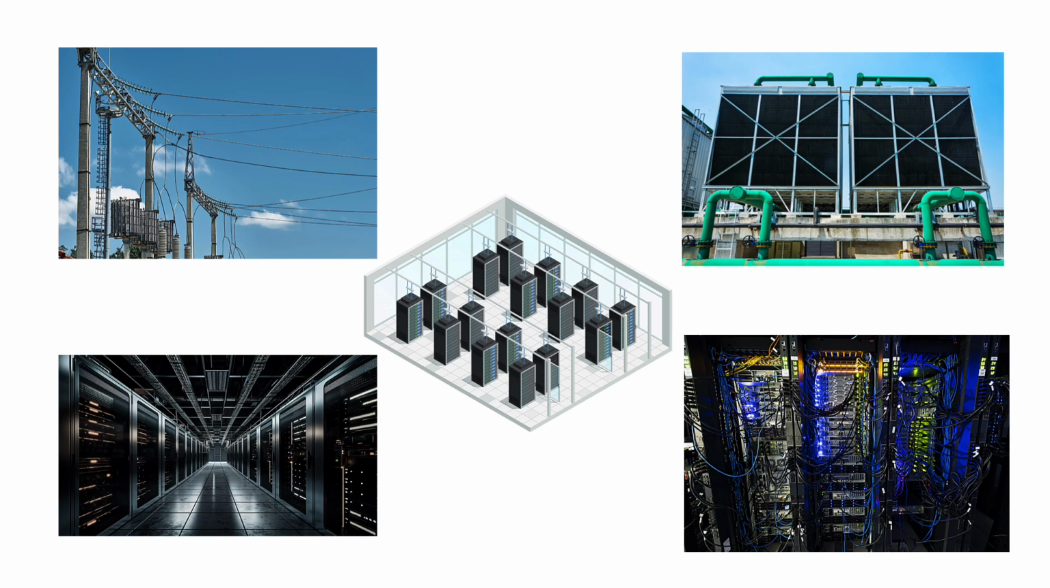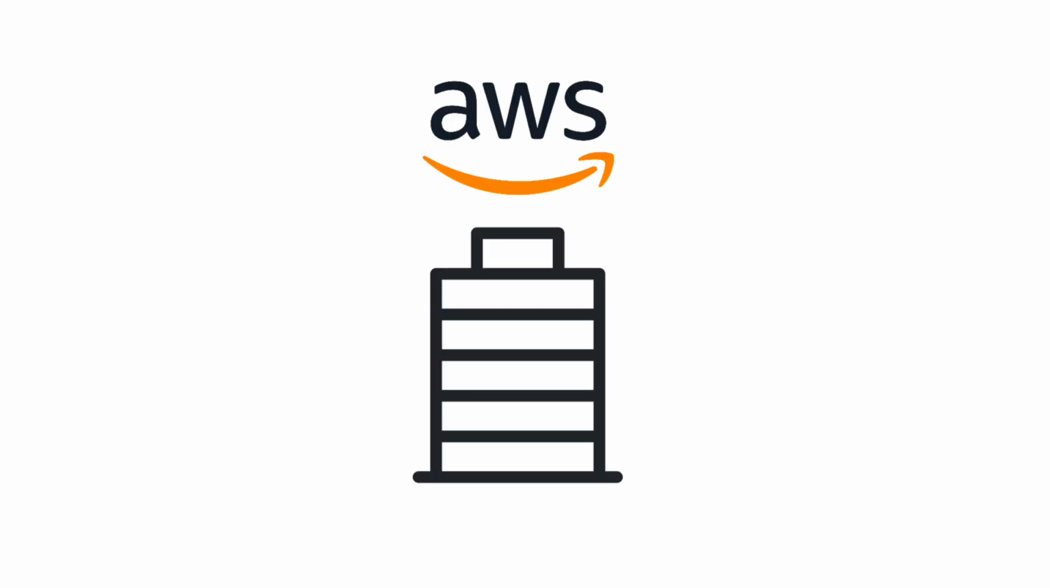These are large buildings that contain lots of computer equipment. They need things like electric power, cooling systems, and high-speed internet connections to operate. They also need to be physically secured and make sure only authorized people are allowed in. You can see how building such a data center would take a long time and be very expensive. This is why you may choose to use AWS rather than build your own data center.